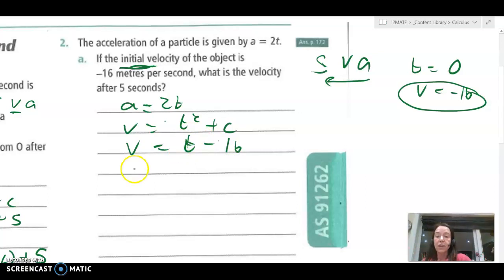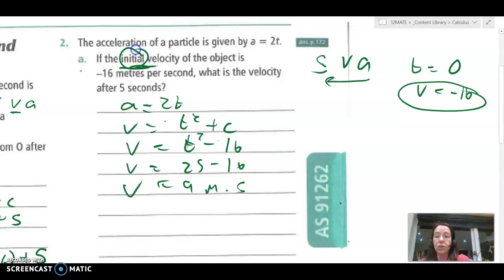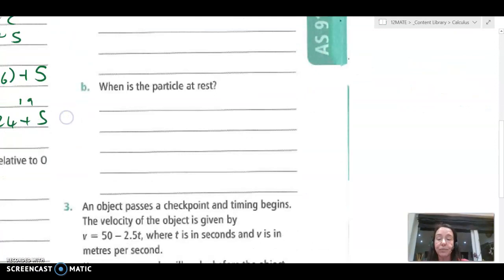What is the velocity after 5 seconds? So v equals 25 minus 16. T is 5 squared. So that is 9 meters per second. So that was fairly easy, so long as you got that the initial velocity was when time is equal to 0. So these are maybe some little notes that you want to start making when you're thinking about kinematics.